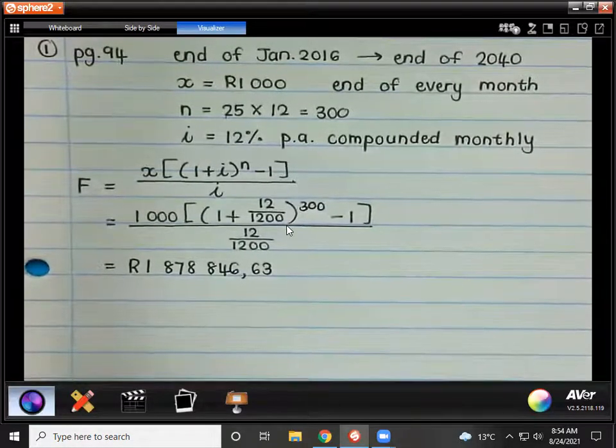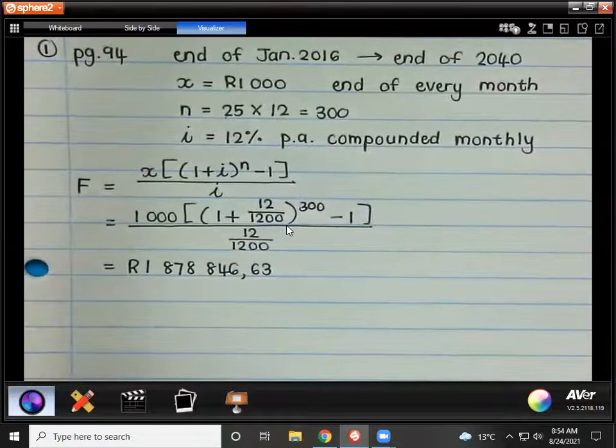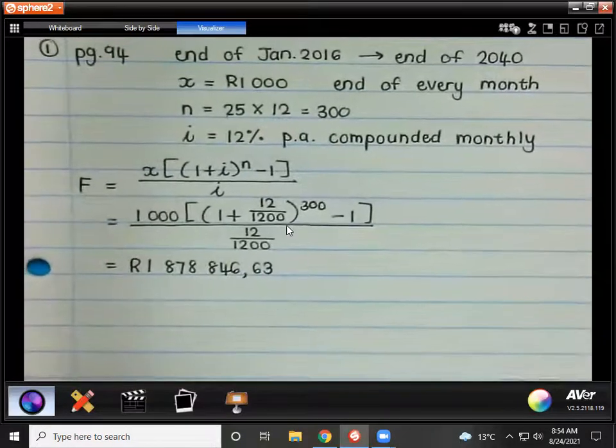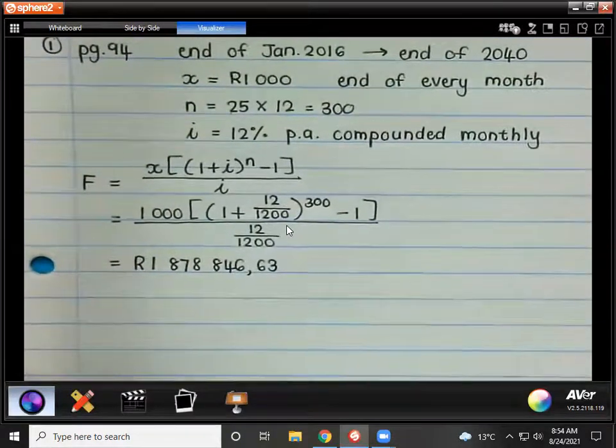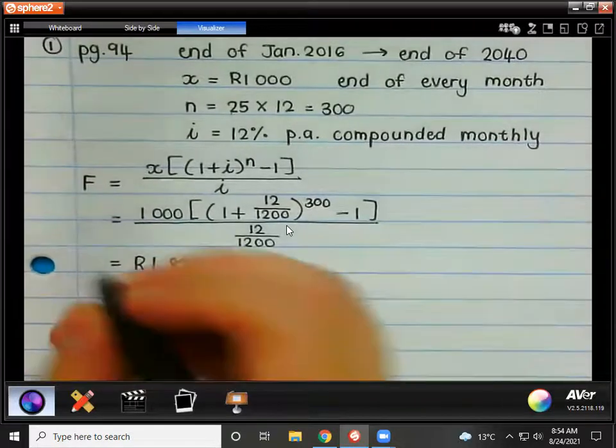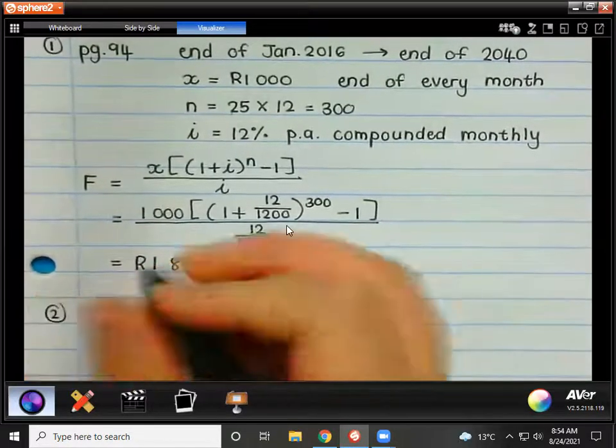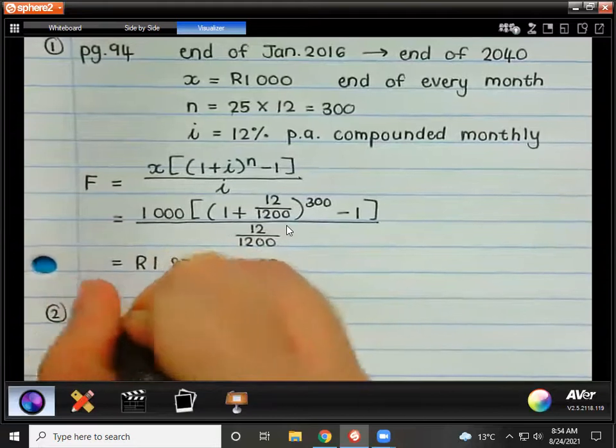That's quite nice, right? 1,000 Rand every month. 12% is quite a high rate, though. I don't think it's that in reality, unfortunately. Okay, that's basically how you would use this formula. All right, we're quickly going to do one where you have to solve for X. So number 2, and this one is on page 95.